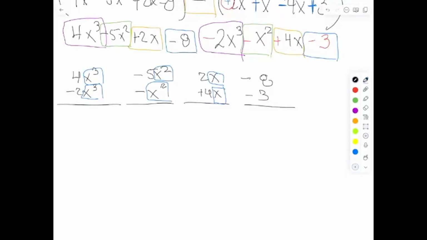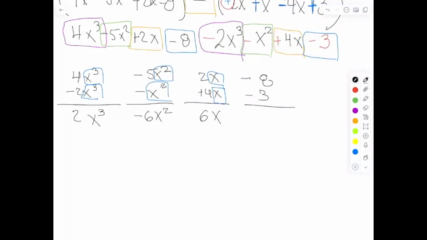Oh, it's just wonderful. So now 4 minus 2 is what? 2. 2x to the third. I have a negative 5. I owe somebody $5. And I say, you know what? Can you give me another $1? How much do I still owe them? Negative 6. Yeah. 2 plus 4, ladies and germs. 6.